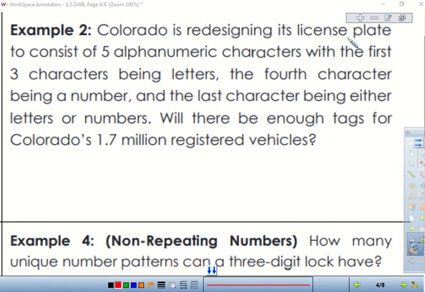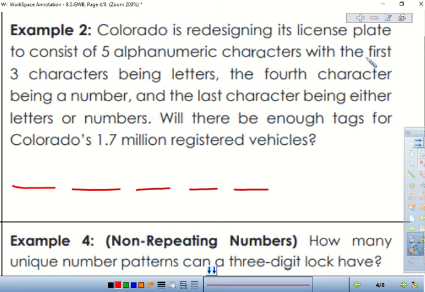So Colorado is redesigning its license plate to consist of 5 alphanumeric characters, with the first 3 characters being letters, the 4th character being a number, and the last character being either letters or numbers. Will there be enough tags for Colorado's 1.7 million registered vehicles? So, the license plate has 5 alphanumeric digits. So we're going to draw a slot for each of those digits. So alphanumeric just means a combination of numbers and letters.